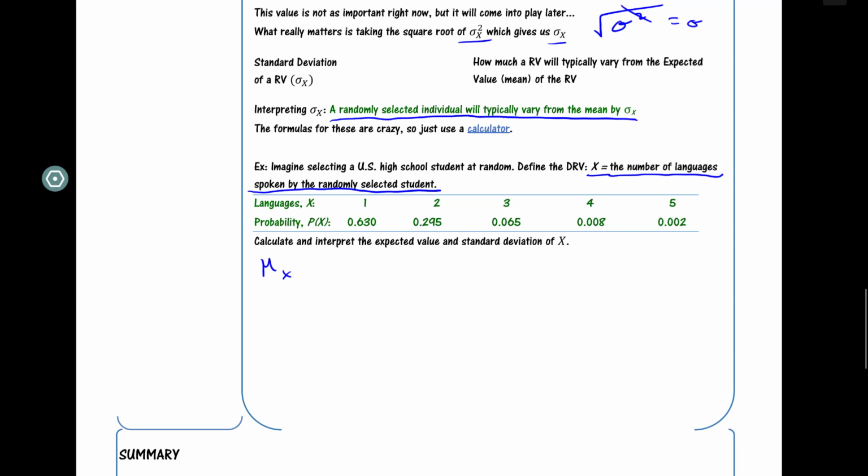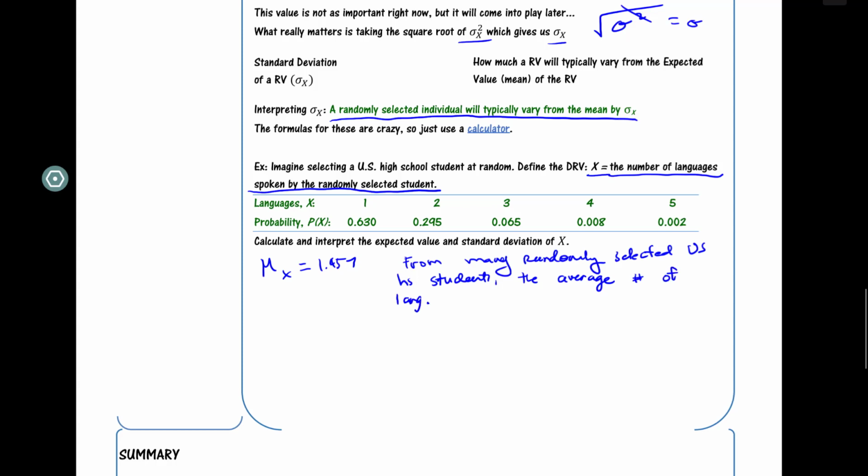I'll write it out as mu this time. Mu sub x. Again, mu sub x and E sub x are interchangeable, and that's 1.457. So we can interpret that as saying from many randomly selected US high school students, the average number of languages spoken is 1.457. So on average, each kid will speak 1.457 languages.